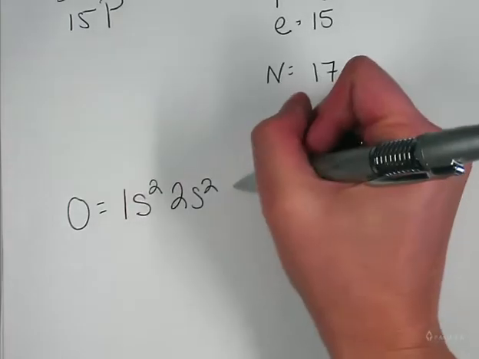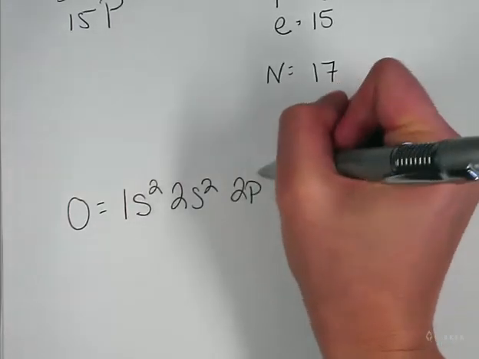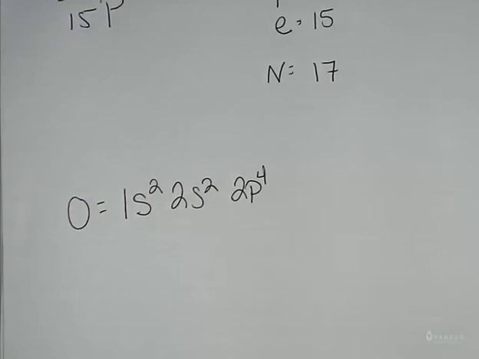1, 2, 3, 4. So what do I write down for that? 2p4. Okay, and again, that tells you where every single electron is located. The electrons that actually bond are called the valence electrons. Those are on the outer shell. Think of it this way.